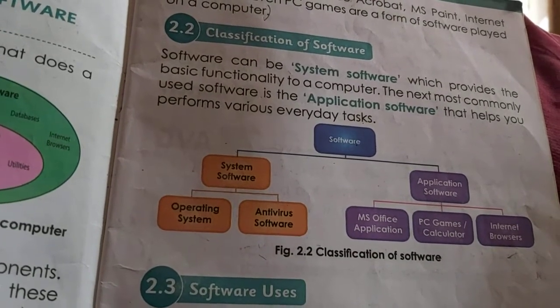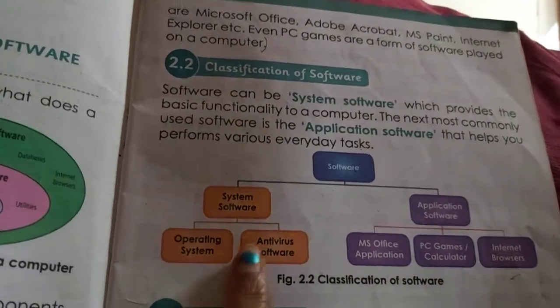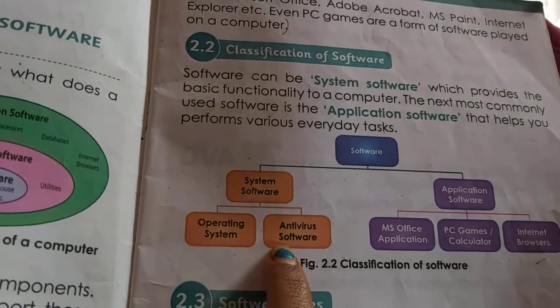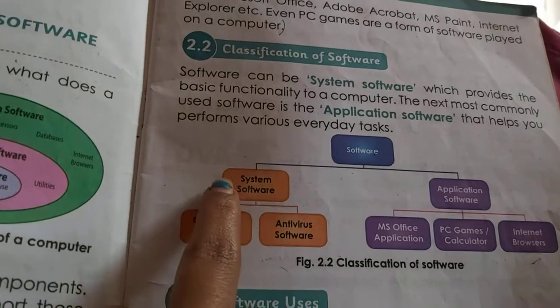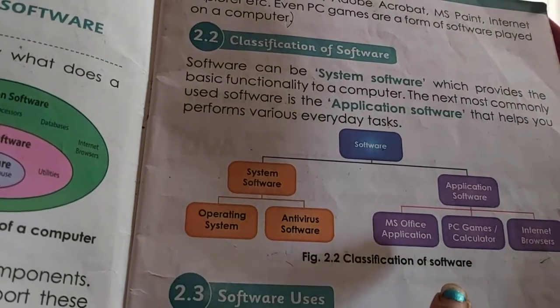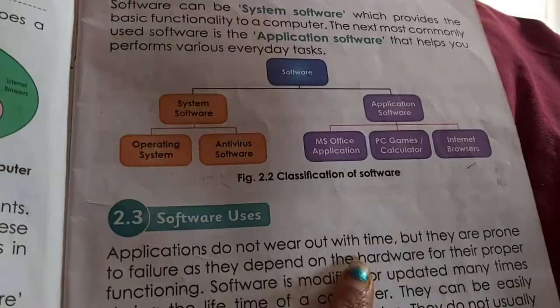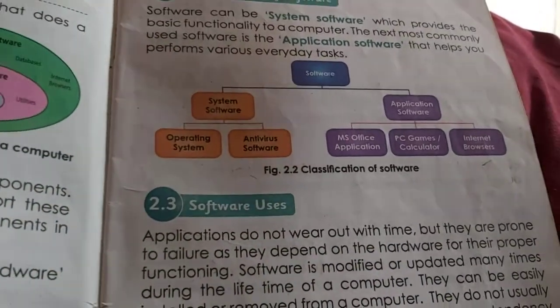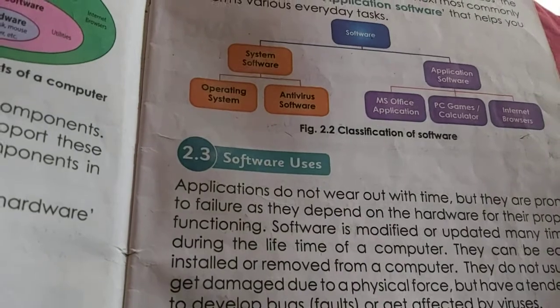Antivirus is an example of system software. Application software, like MS Office and PC games, these all are examples of application software. Now, software uses.